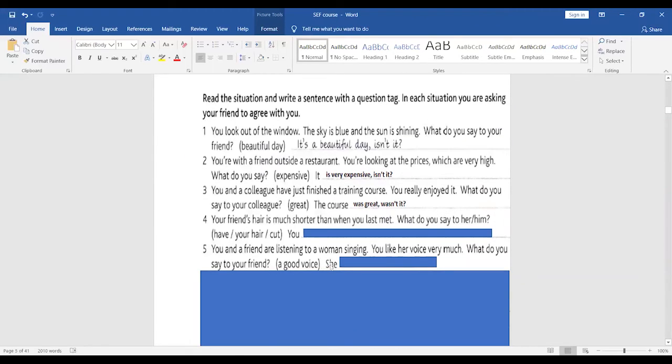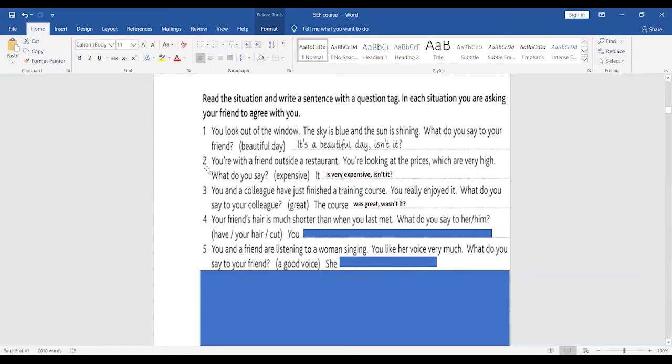The next, exercise 2, is read the situation and write a sentence with a question tag. In each situation, you are asking your friend to agree with you. You look out of the window, the sky is blue and the sun is shining. What do you say to your friend? Beautiful day is in the bracket. It's beautiful, isn't it?